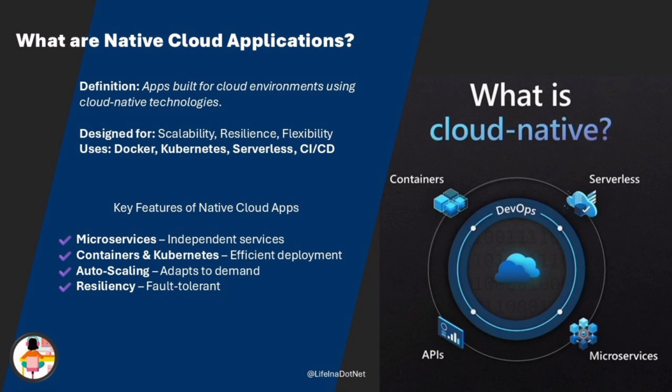Let's see the key features of native cloud applications. Cloud native applications have several core features that set them apart. First, they use microservice architecture, which means the app is split into smaller independent services. Second, they rely on containers and Kubernetes to ensure fast deployment and easy scaling. Third, they have auto scaling, which means resources automatically adjust to traffic demand. Finally, they are resilient with built in mechanisms to handle failures smoothly.